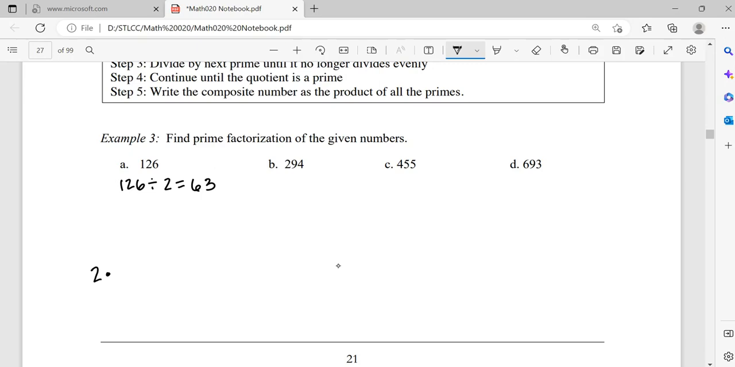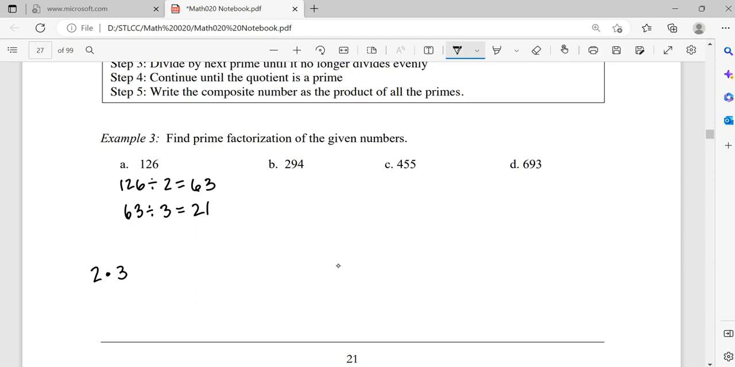All right, so now that I have 63, 63 is not divisible by 2, but it is divisible by 3 because 6 plus 3 is 9. So I can do 63 divided by 3, that's my next prime, equals 21. So the next factor was 3.